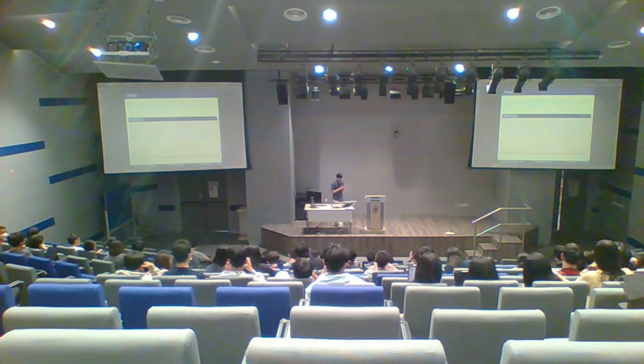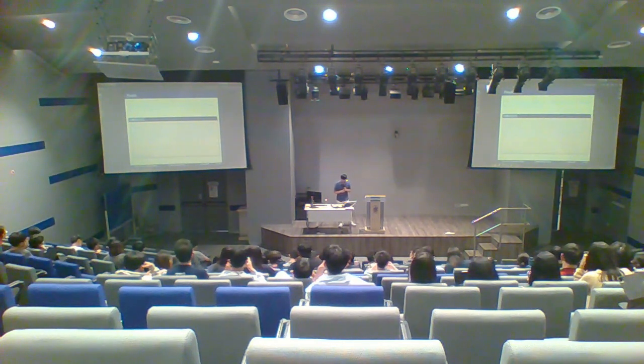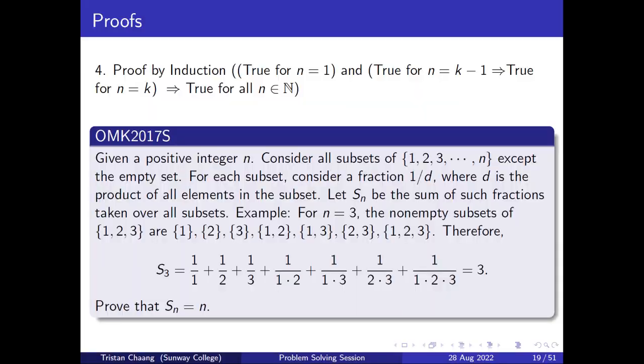And so this is from 2017 Sulong. So here they say given a positive integer n, that means you want to prove in general for all n. Consider all subsets of 1 to n except the empty set. So all non-empty subsets. There would be 2 to the power of n minus 1 of them. Right? So for each subset, I consider 1 divided by the product of all elements in that subset. And then you add the reciprocals all together.